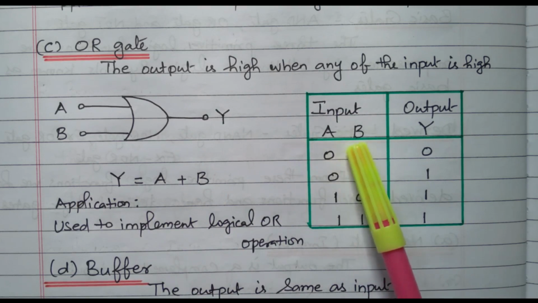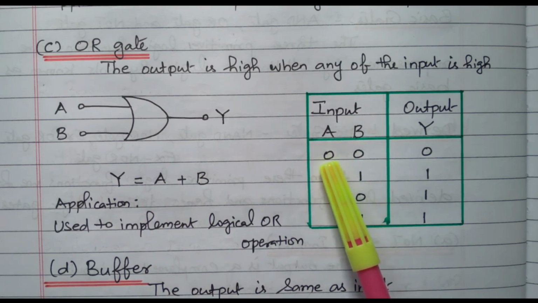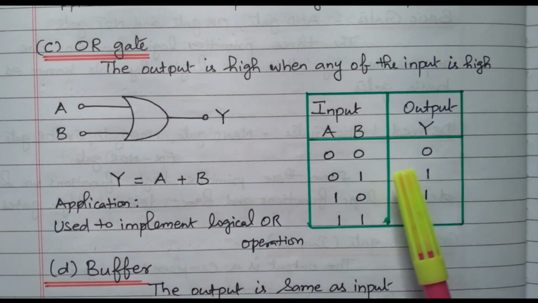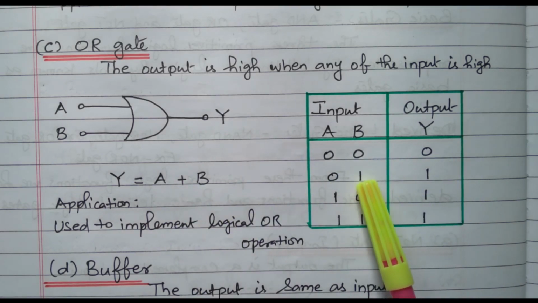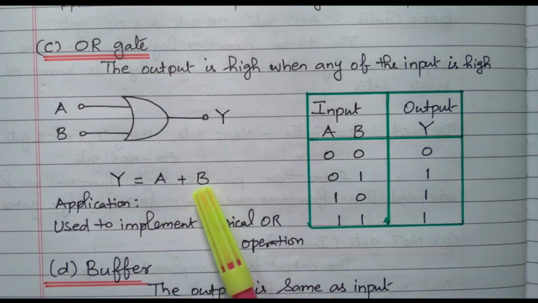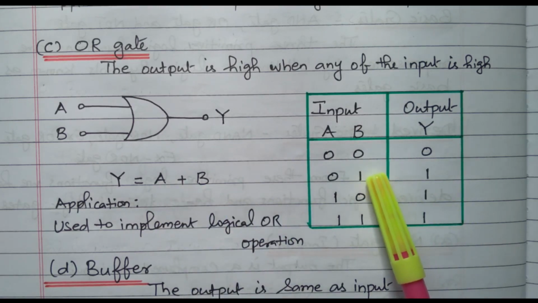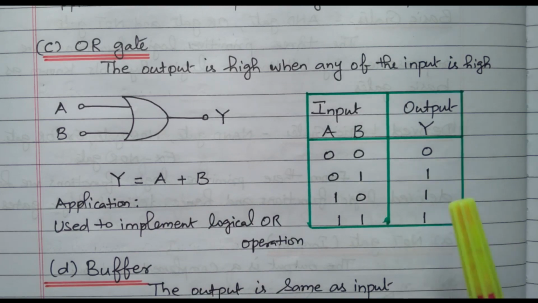Two inputs are available, so we have four combinations: 0 0, 0 1, 1 0 and 1 1, right? If it is 0 0, both the inputs are 0, so 0 plus 0 is 0 only. If A is 0 and B is 1, what will happen? 0 plus 1, we will get 1. So if any one input is high, we got the high output.